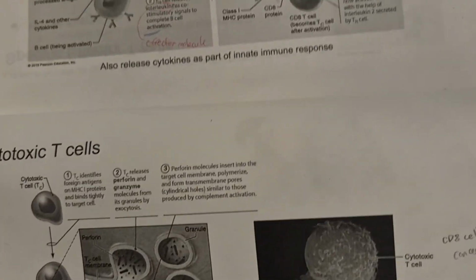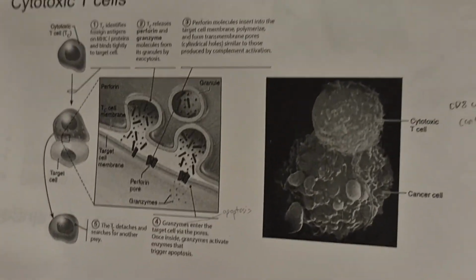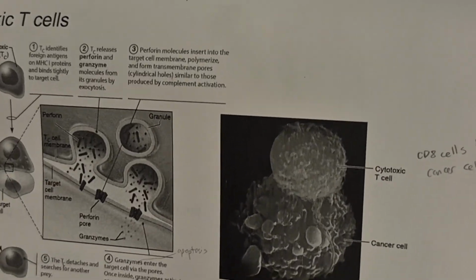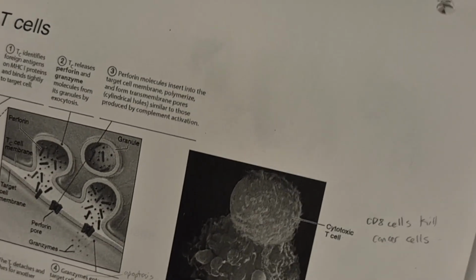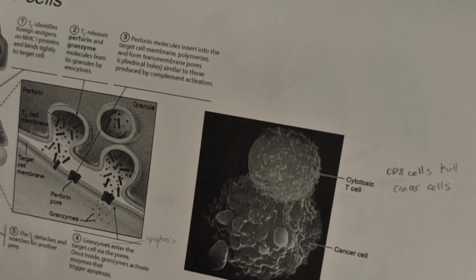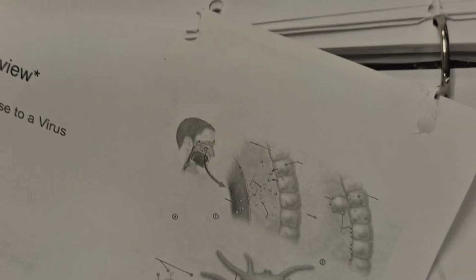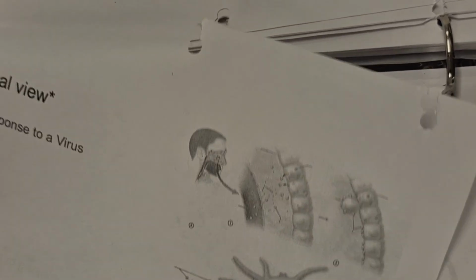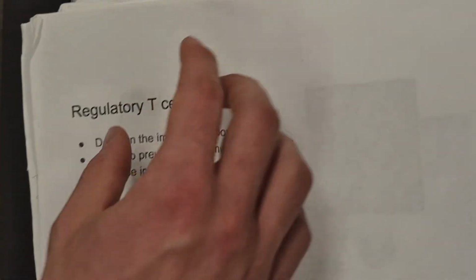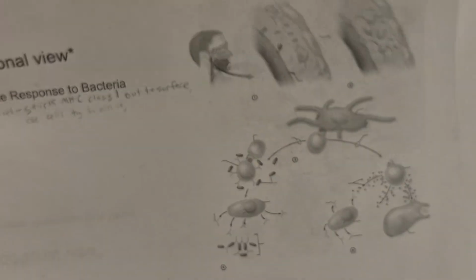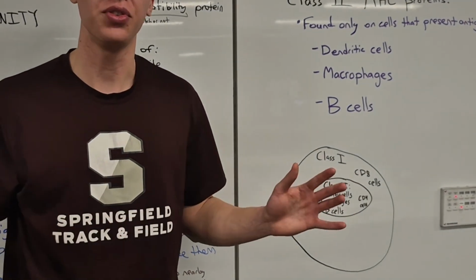And the cytotoxic T cells, as you can see through this pathway, make a perforin pore, and they release granzymes into it, which just widens the hole and causes the bacteria to burst and to explode and to finally be out of the body and fully destroyed. What the regulatory T cells do is these three things: they dampen the immune response, help to prevent autoimmune responses, and they release inhibitory cytokines. And that is how the adaptive immune system works.